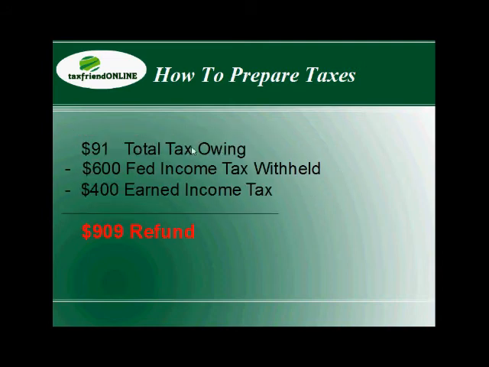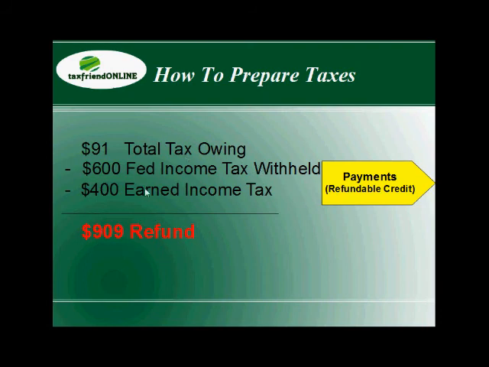So from our previous slide, we determined we have $91 in total tax owing, and from there we further subtract the payments. So here we have $600 in federal income tax withheld, and we have $400 in earned income tax credit. And the payments are larger than the tax owing, therefore we get a $909 refund.